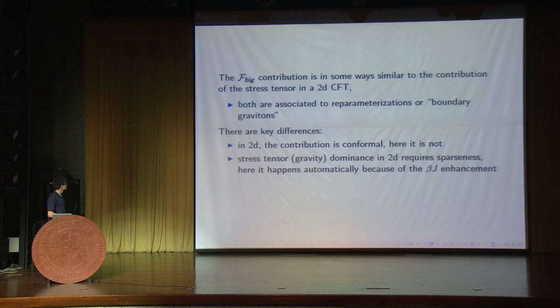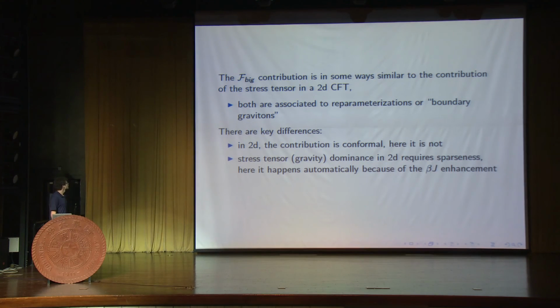And then finally, in 2 dimensions, for the stress tensor to dominate the 4-point function requires special conditions on the spectrum of the theory. For example, in the chaos limit, generically it will not dominate, and it will not saturate the chaos bound, even though the stress tensor by itself would have saturated the chaos bound. This is like the statement that getting a holographic theory is a non-generic thing. It requires a sparse spectrum in 2 dimensions. But here, this particular piece dominates the 4-point function automatically because of the beta J enhancement. We didn't have a terribly sparse spectrum. We had these low-lying, roughly evenly spaced massive modes, but still this reparameterization term dominates the 4-point function because of this extra enhancement that we got.